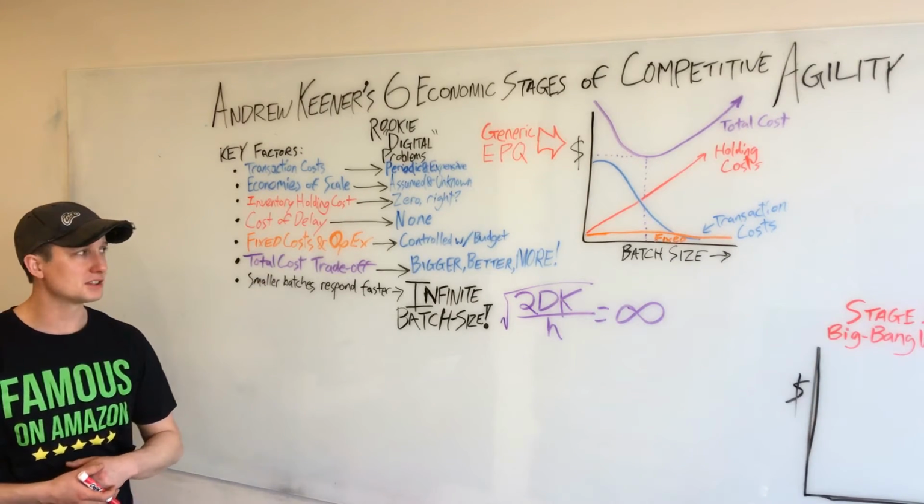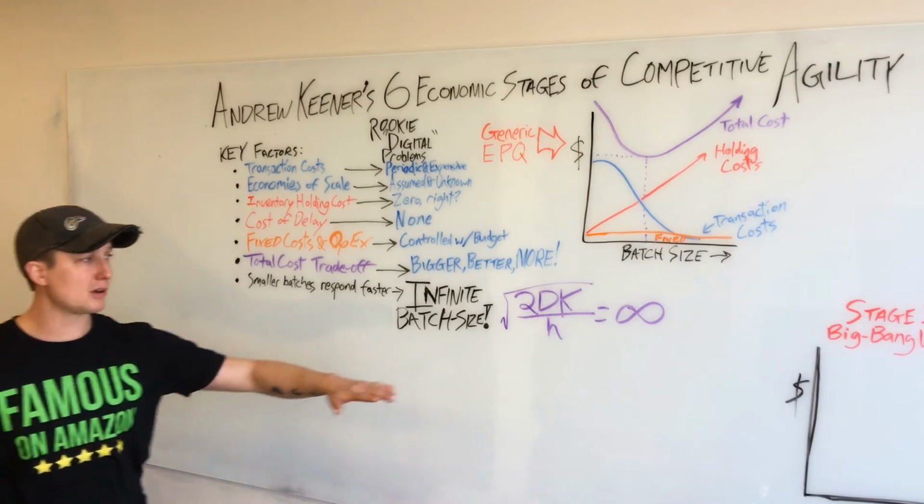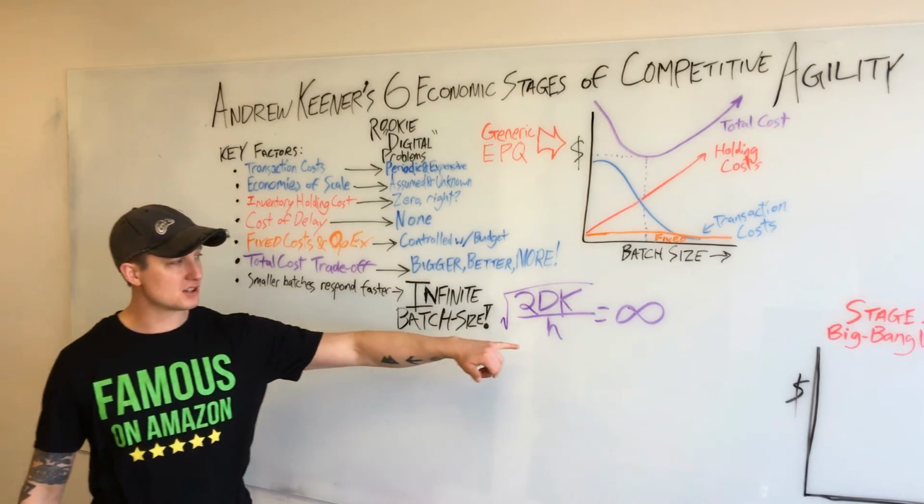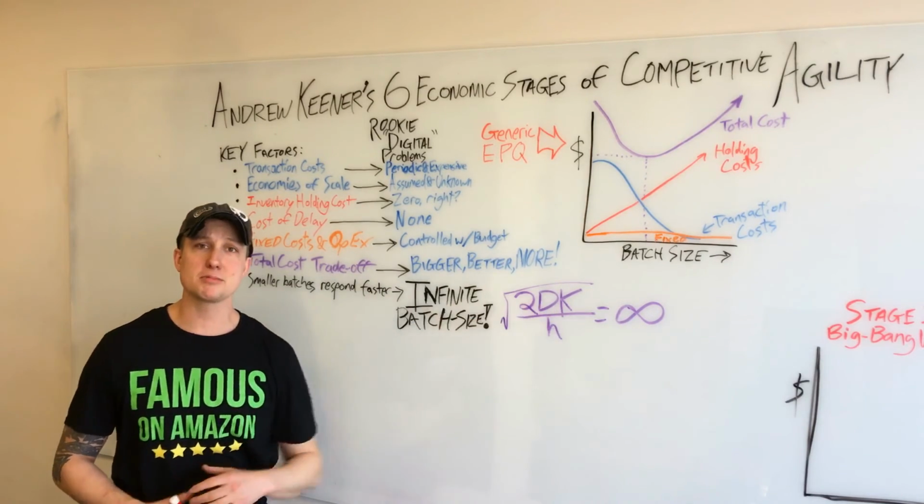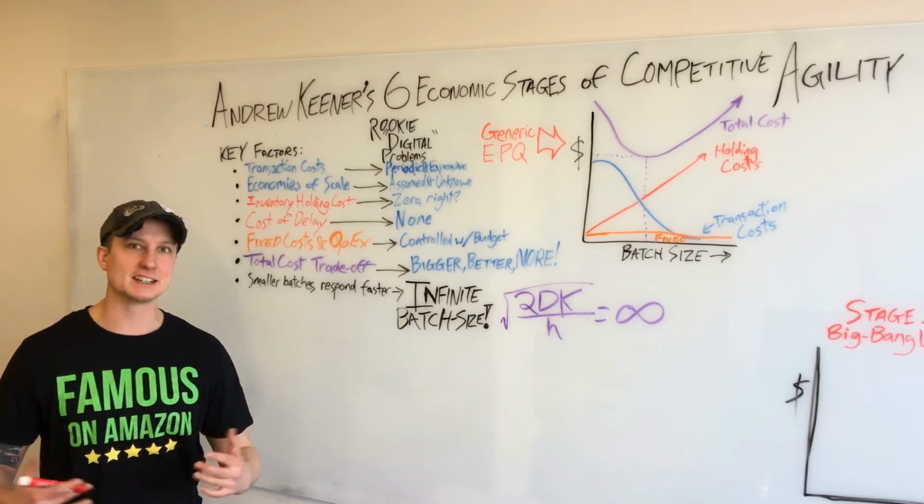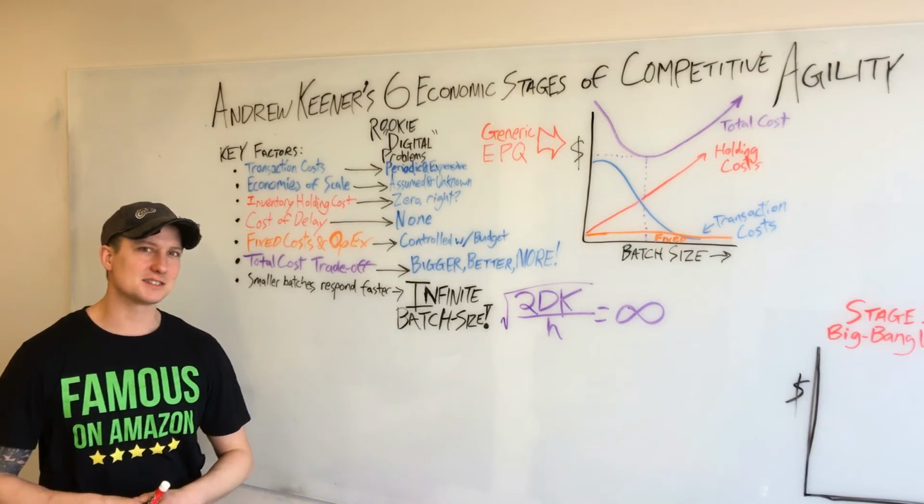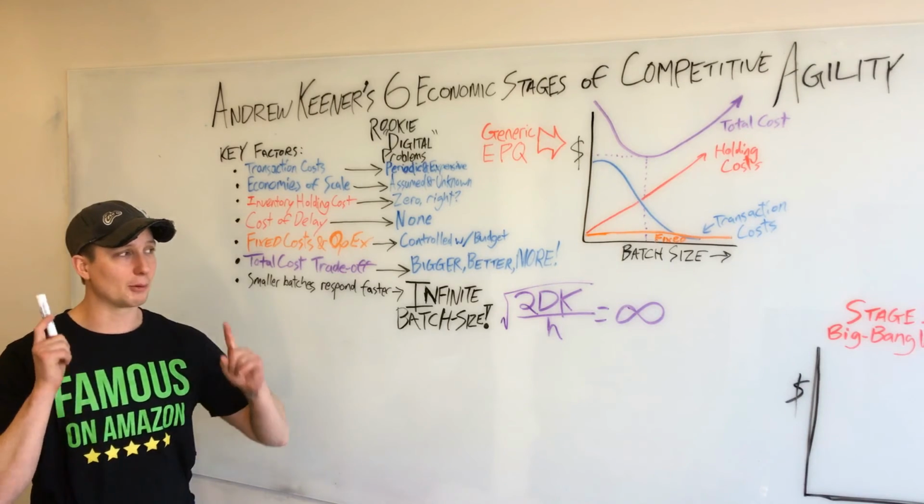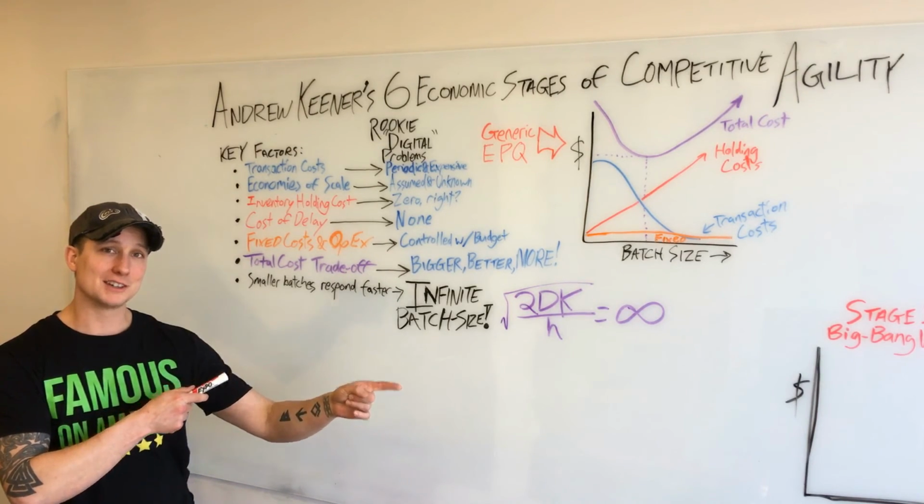Total cost trade-offs? None, right? After all, when you look at the economic production quantity equation, when H is 0, optimum batch size is infinity. Now, infinite batch size has some very, very interesting consequences, and that is a perfect segue to Big Bang Waterfall in the next video.